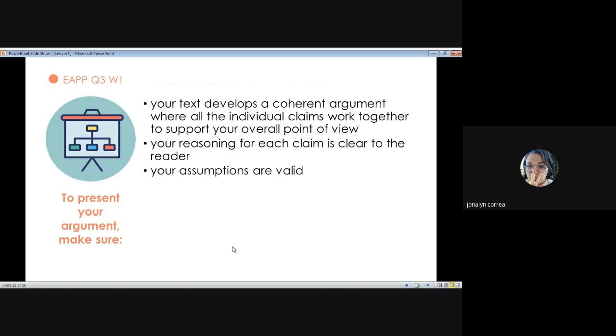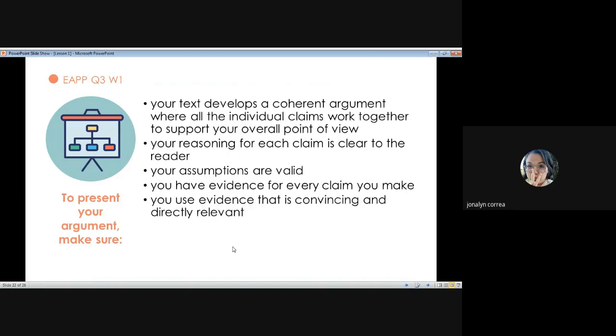Then your assumptions are valid. So we do not only jump into conclusions. We should have further research about the specific topic. And then you have evidence for every claim you make. Likewise, the next, you use evidence that is convincing and directly relevant. So you only use evidences that are related to your specific topic. Baka usapan mo COVID, then nag-topic ka ng ice cream. So super layo nun.